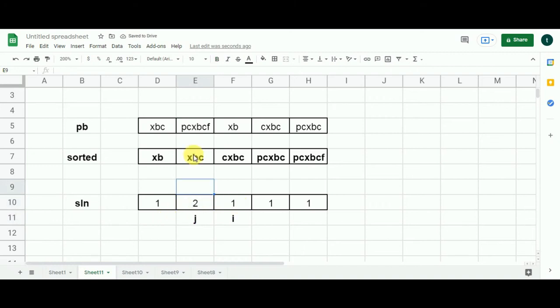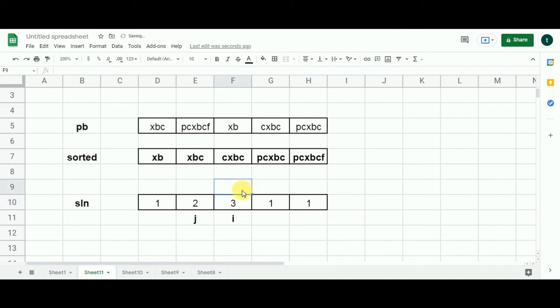The next word represented by j is xbc. We compare xbc with cxbc. Just by prefixing a c to xbc, we get cxbc. There you go. These two form a word chain. So what we are going to do, we will add 1 to the value stored in this cell represented by j, which is 2. This represents that xbc has already been forming a word chain with xb. Now we have another word in this word chain, so we add 1 to this 2. The result, 3, we store in this cell.